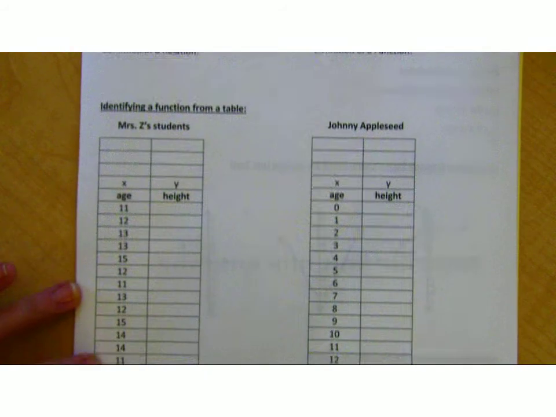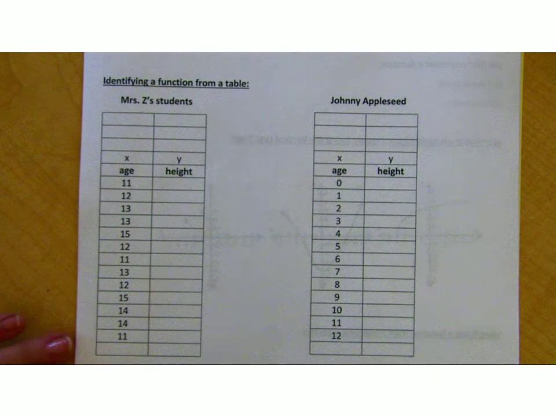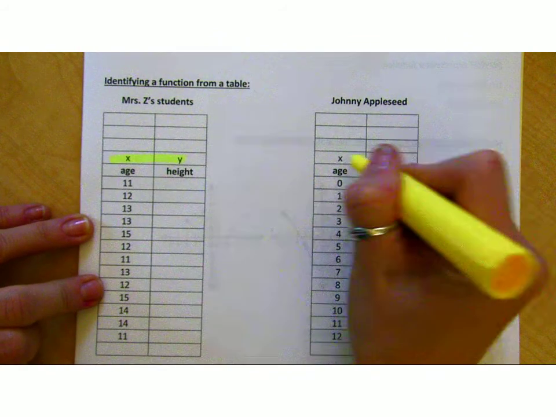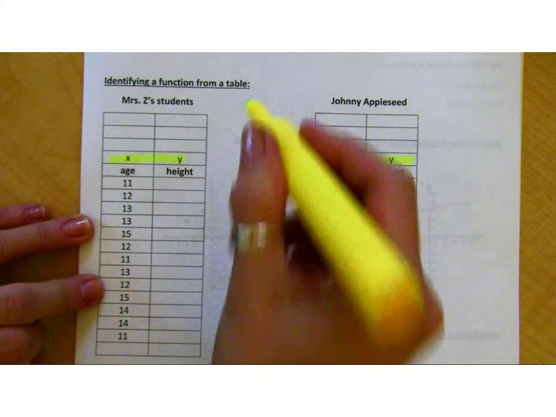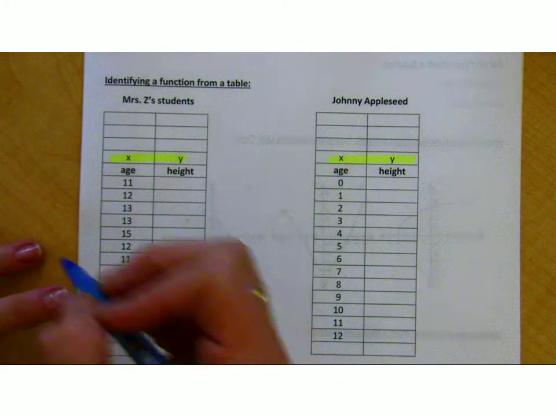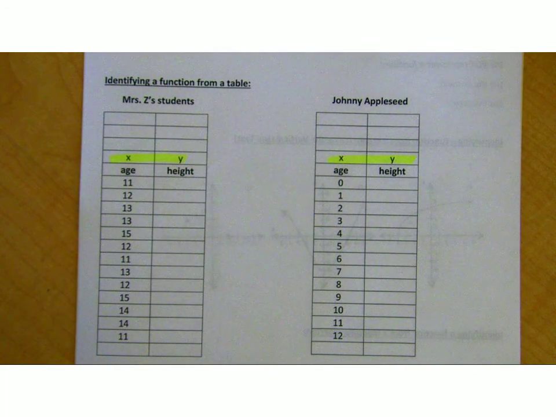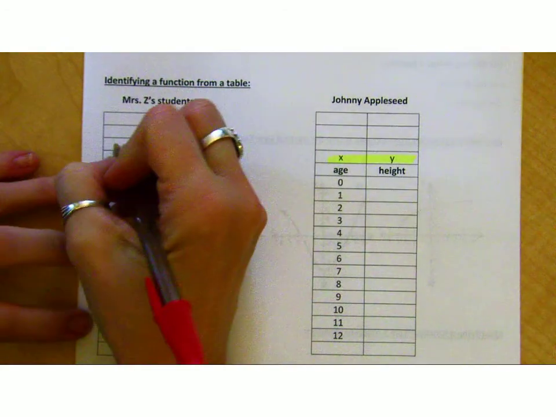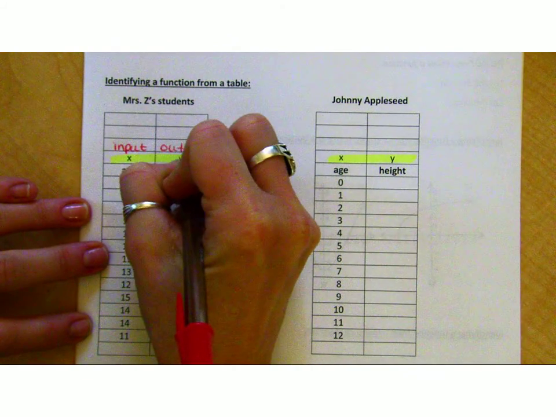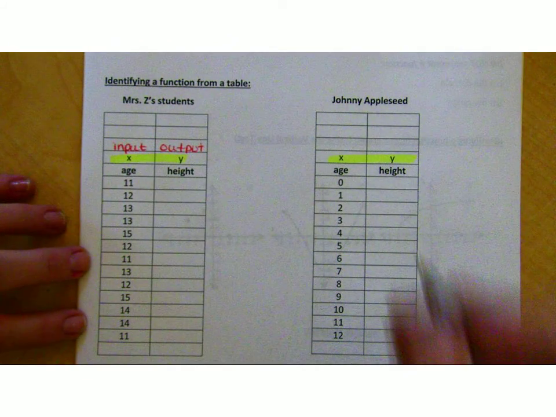So what I want to have you look at is this. First of all, you have your X and Y here, and normally that's what your T-chart or your table of values looks like. But I have 3 blanks above each of these. That's because when we start talking about functions, we no longer say X and Y. We give X and Y different names. X is going to be called your input, which means the Y we're going to call the output. You can write that in for both.